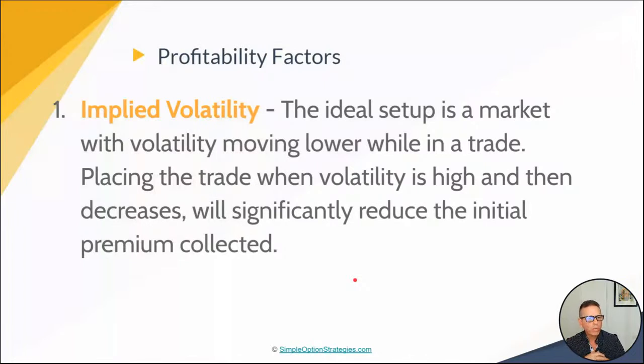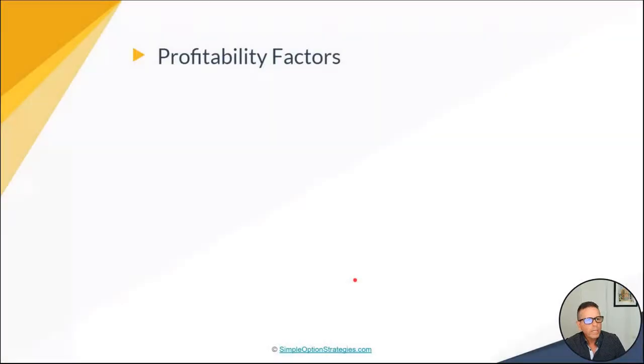The highest volatility went up to 20, right? And then placing the trade when volatility is high and then decreases will significantly reduce the initial premium collected. That's exactly the example I just gave you today, right? In this real trade that I put on.